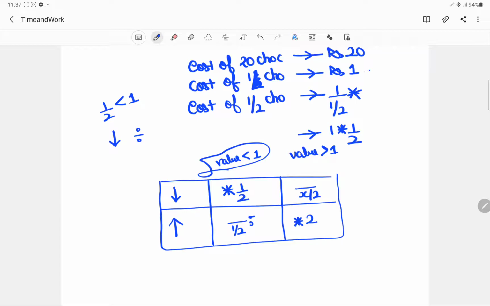Okay, I hope you got the concept. So whatever the value is, if it is less than 1, then just be careful. If you think that the value will reduce, then you multiply it. It is very simple because it is something less than 1. So if you want to reduce that value, you will have to multiply by it. In case you feel that the value should increase, then you have to divide by that value.